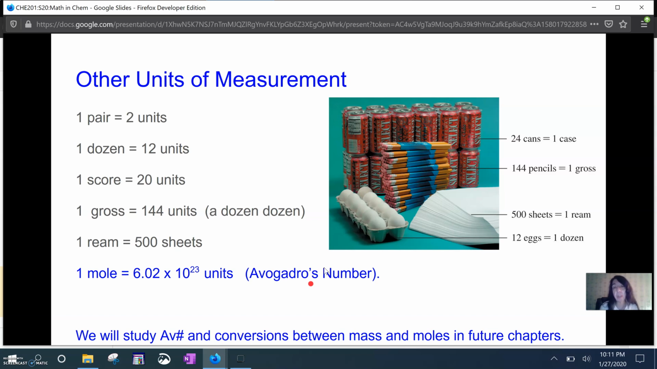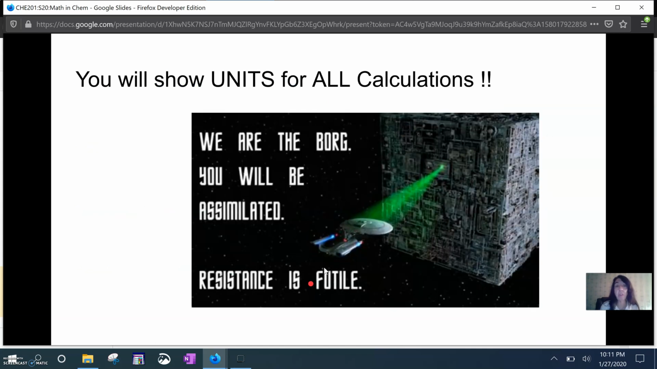And one thing I want to stress here is that throughout this semester, I want you to always write your units. If you always write your units, most of the time it'll help you get your answer right. So my rule is you will show units for all calculations. And I tell my students, resistance is futile. If you don't use units, you will get points marked off, and more than likely you will get some problems wrong that you could have gotten right if you paid attention to your units.